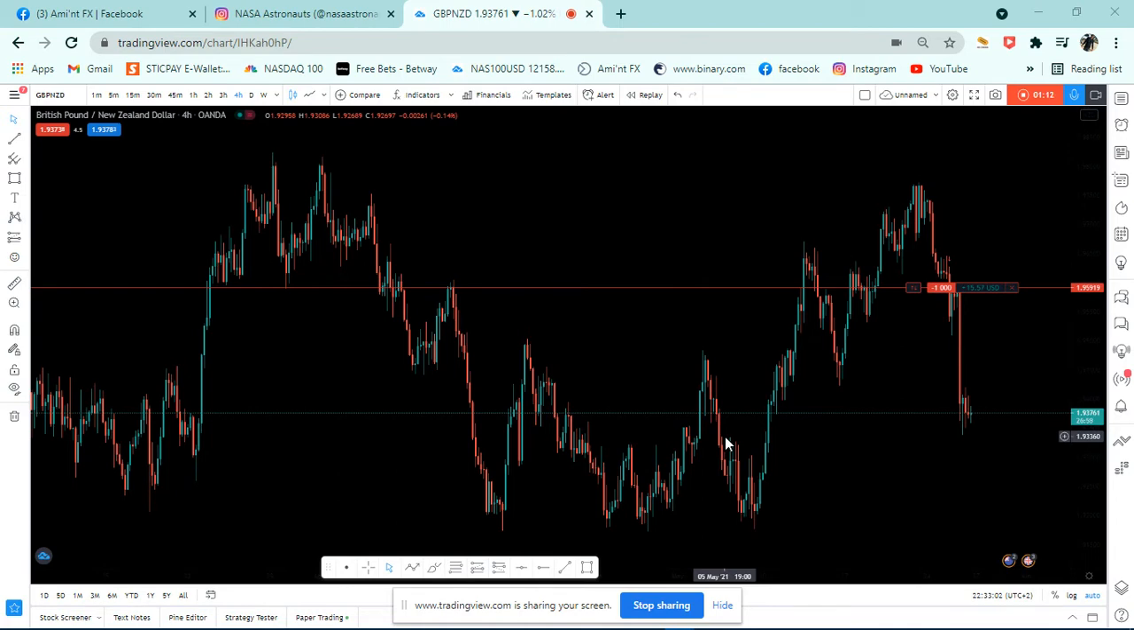So for an uptrend, what you're looking for is the market to be forming new higher highs and higher lows. Then in a downtrend, what you are looking for is the market to form lower lows and lower highs. So what we mean is this.